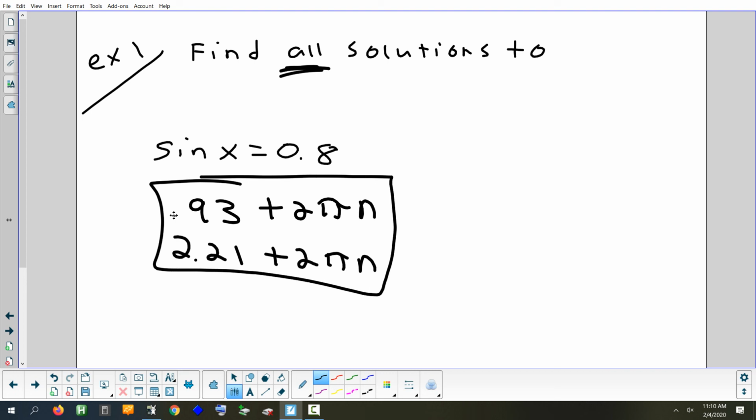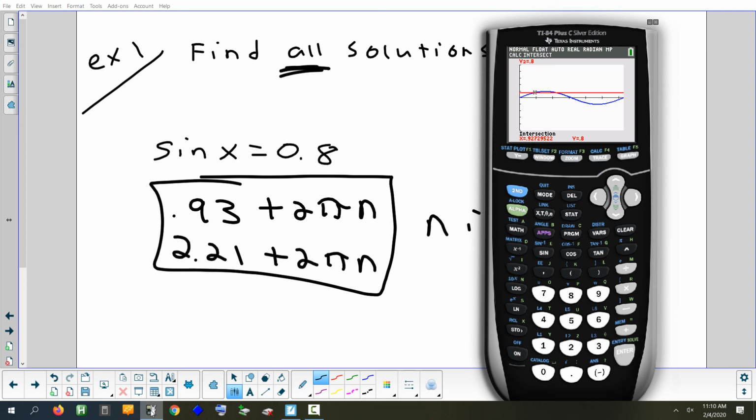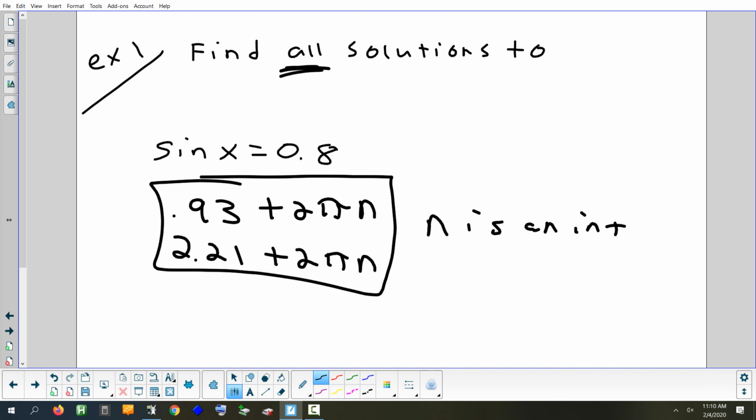Okay, so if you want the next answer after 2.21, add 2 pi. If you want the answer after that, add another 2 pi. If you want the one after that, another 2 pi. You can just keep adding 2 pi. And remember, n is an integer that represents how many times you've added 2 pi. Or if n is negative, it would be subtracting 2 pi. So you'd be getting the answers in the cycles before instead of the cycles after. Okay, questions on that?